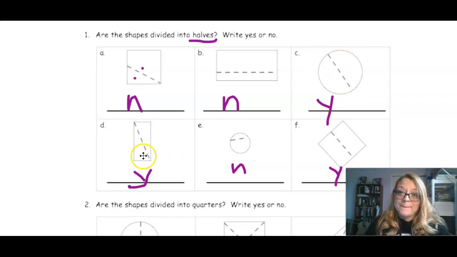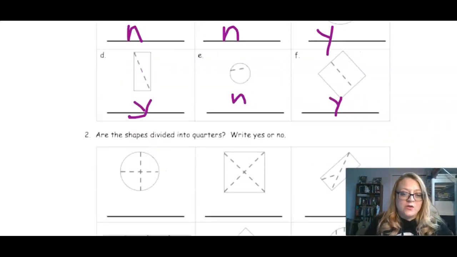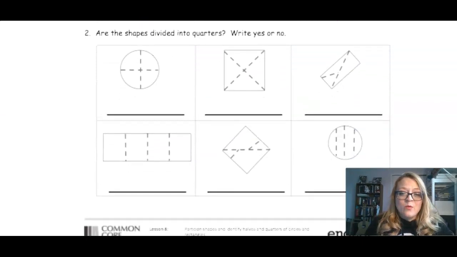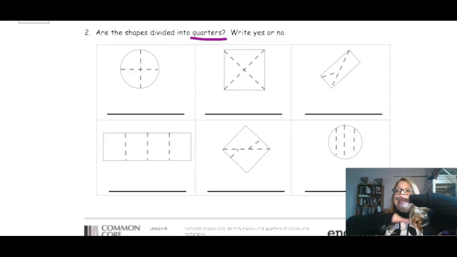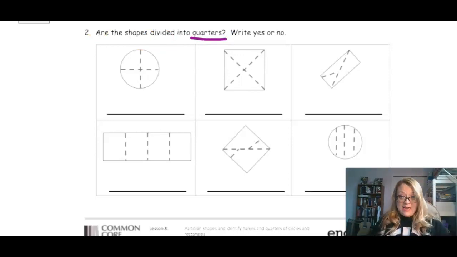How about here? This side and this side are the same and there's only 2 pieces. What about here? Nope, this side is way smaller. And here? Yes. All right, so let me go down. This time we are going to divide into quarters. Remember, quarters means 4. 4 equal pieces, right? Go ahead and push pause, come back when you get your answer.